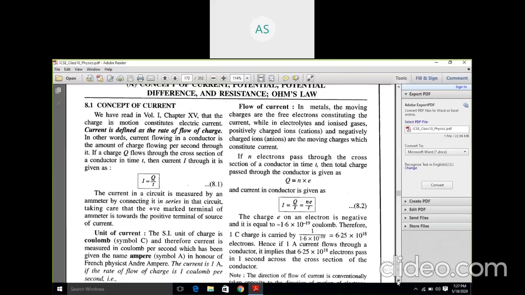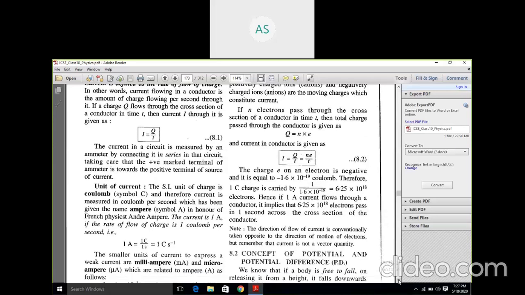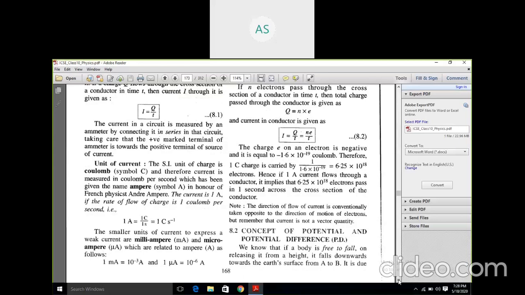Now let us see the unit of current. Current is defined by two factors. One is Q, which is charge, and another is time, which is denoted by T. The unit of charge is coulomb, denoted by C, and the unit of time is second, denoted by S. So we can easily understand that the unit of current is coulomb per second, and 1 coulomb per second can be written as 1 ampere. So ampere is the SI unit of current. Of course, there are smaller units of current like milliampere and microampere. So I hope this part is clear to you, what is current and how you can calculate current.